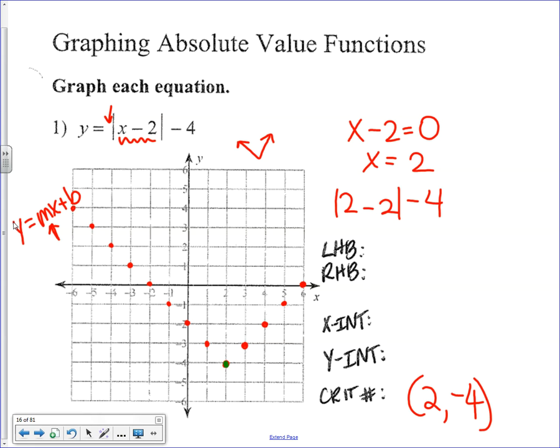And now you're ready to connect your dots. So this is a kind of a combination of slope-intercept form and then that absolute value. How'd we do here, guys? Is this okay? Now we got to go ahead and answer the rest of it. Left-hand behavior and right-hand behavior are both what? Increasing.